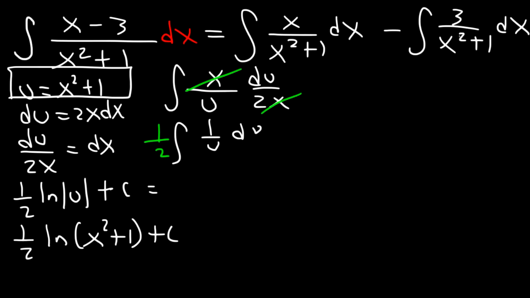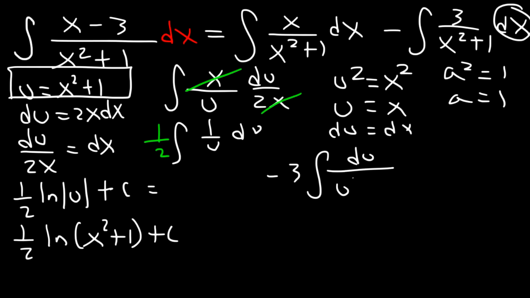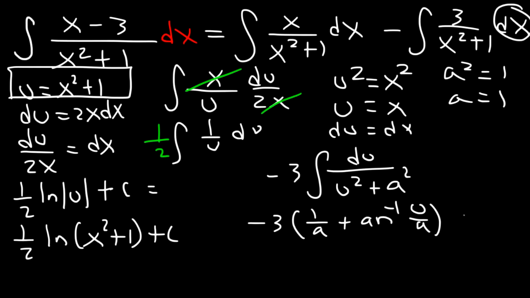Now, let's move on to this problem. So we can make u squared equal to x squared, which means u is x. A squared is 1, so a is 1. And du is dx. Now let's move the 3 to the front. Let's replace dx with du and x squared with u squared. 1 is going to be a squared. So here, this is going to be the arctan formula, which is 1 over a arctan u over a plus c.